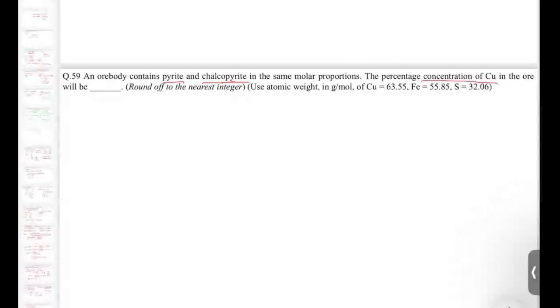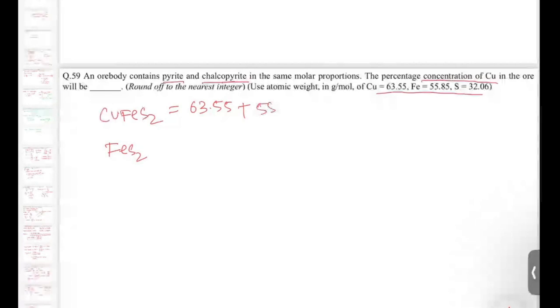If you see the formula of chalcopyrite and pyrite, the upper one is your chalcopyrite. So the mass should be equal to 63.55, all are given here, plus for iron 55.85, plus sulfur. There are 2 sulfur, so it should be 2 into 32.06.